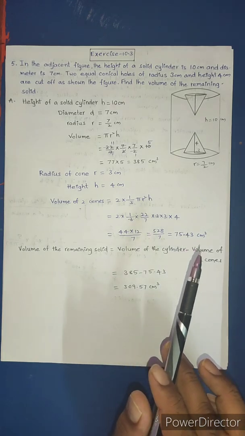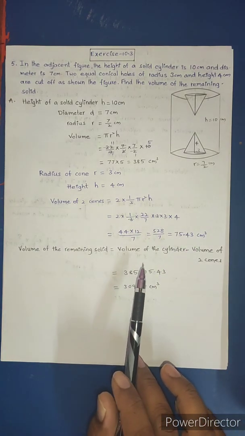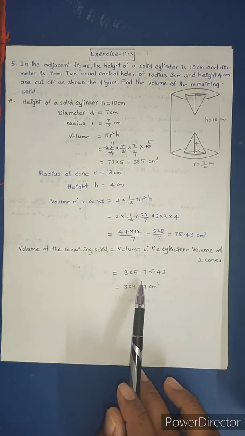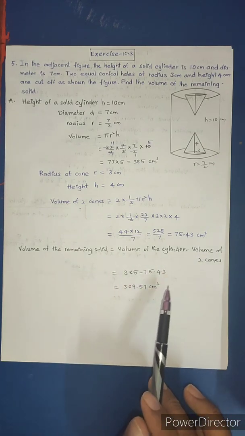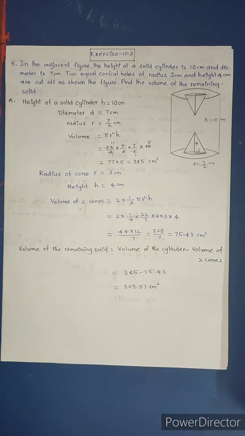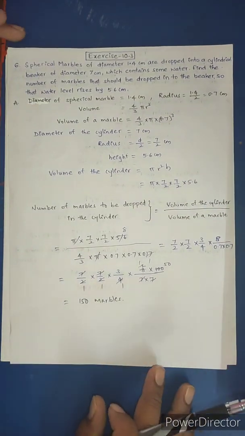Now volume of the remaining cylinder is equal to volume of the whole cylinder minus volume of two cones. 385 minus 75.43. Then finally we got 309.57 centimeter cube. With this, the fifth problem is also completed. Now the sixth problem.